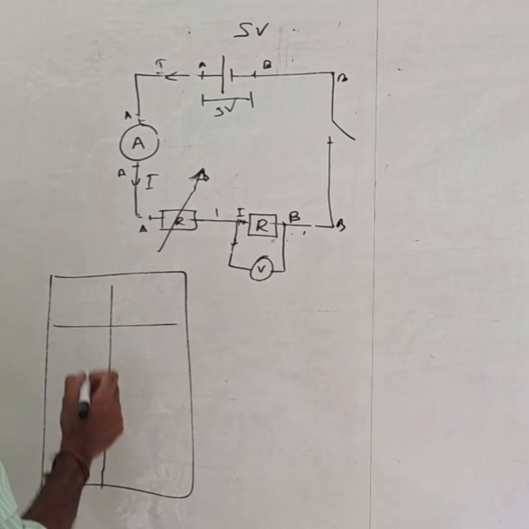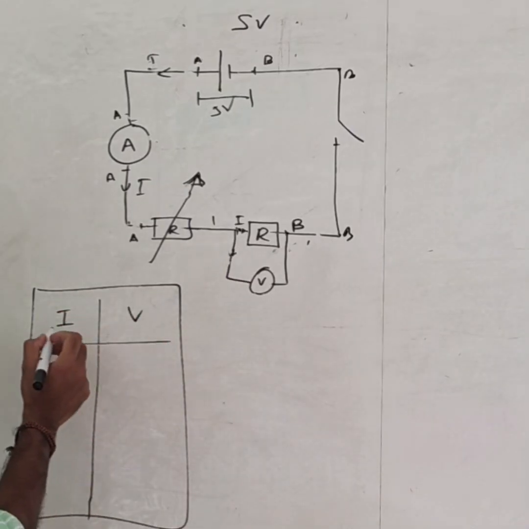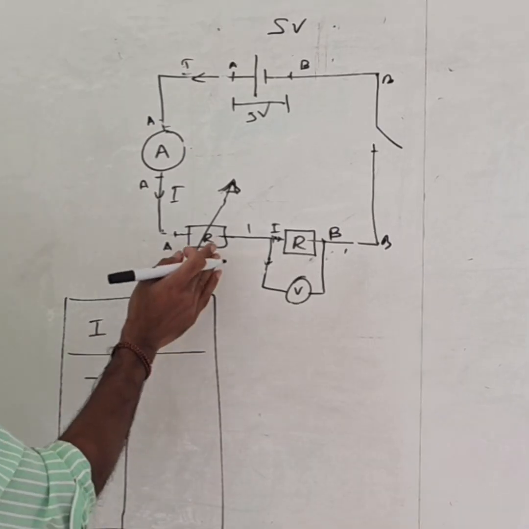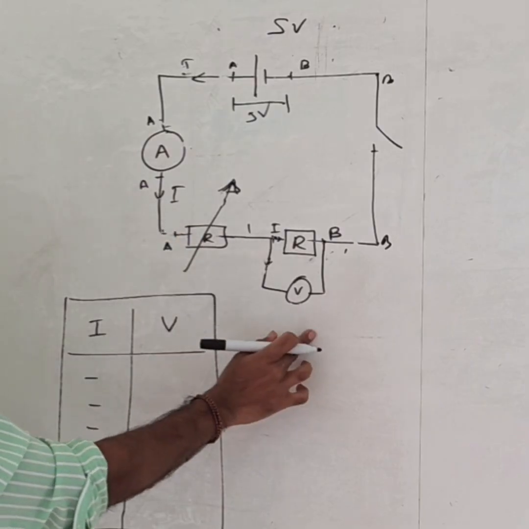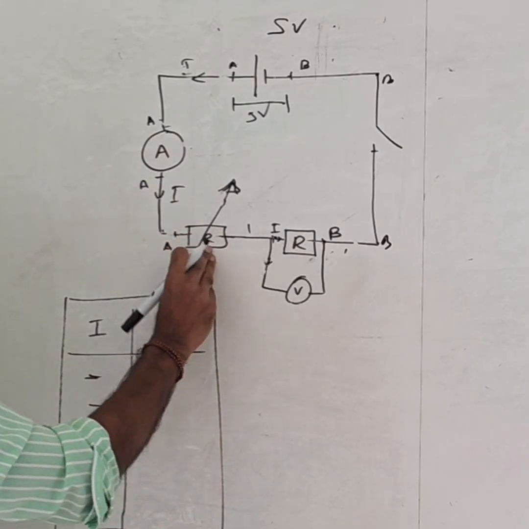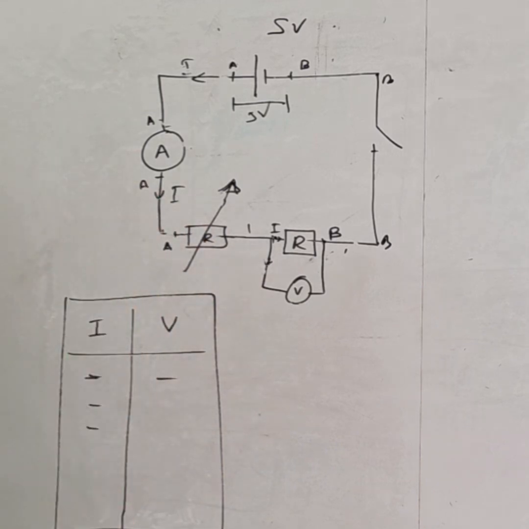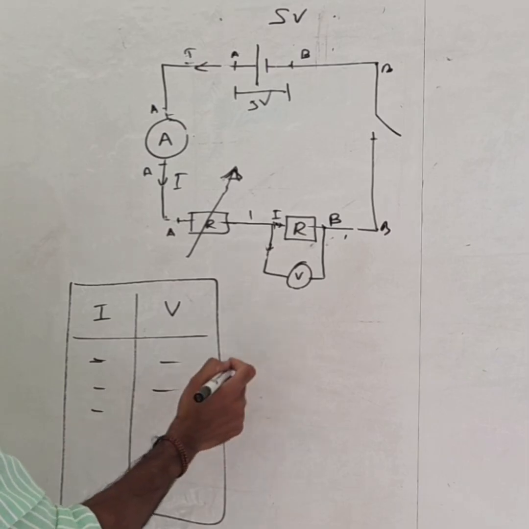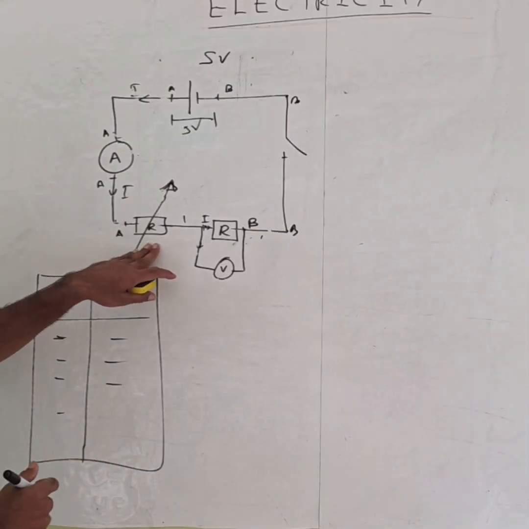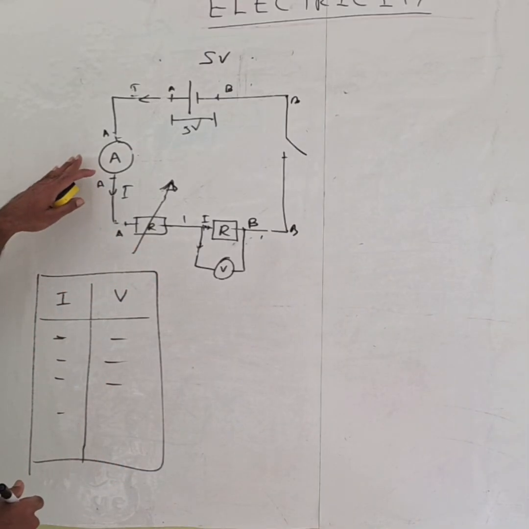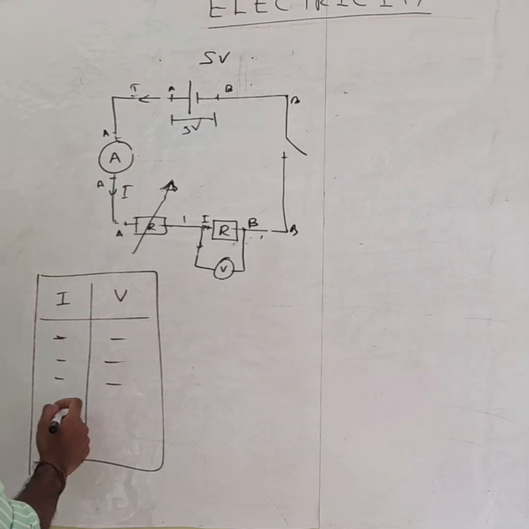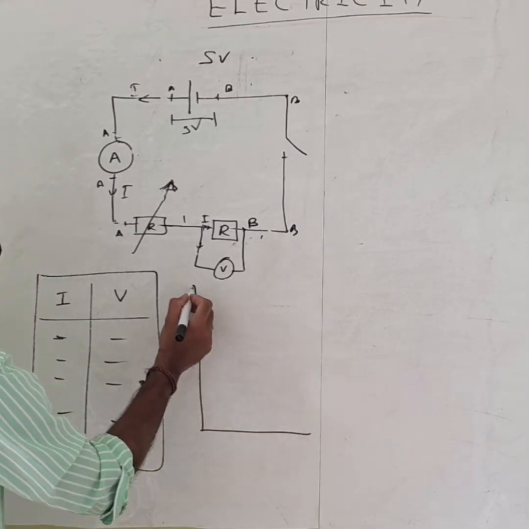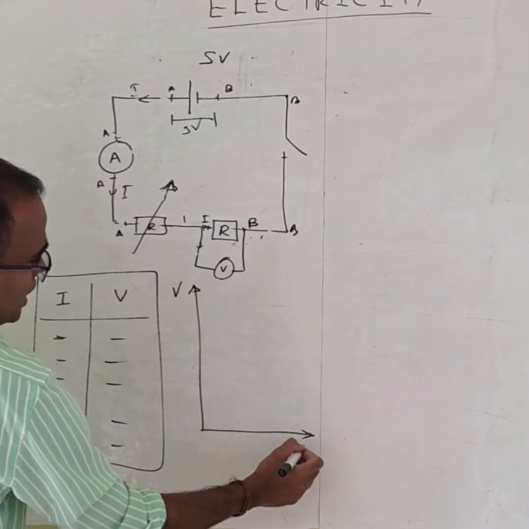If I put it in a table, say I and V, the ammeter reading comes here and the voltmeter reading comes here. I set this variable resistor and get the values A and B, and I mark them here, and then change it to another value. The values of A and B will be changing. So we change the value of this variable resistor, get the corresponding values of ammeter and voltmeter, put them in this table, and plot the graph of V against I.